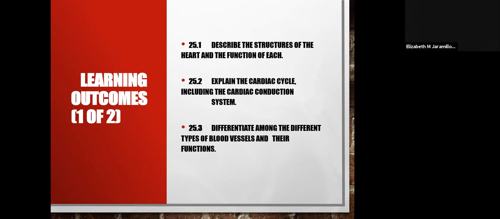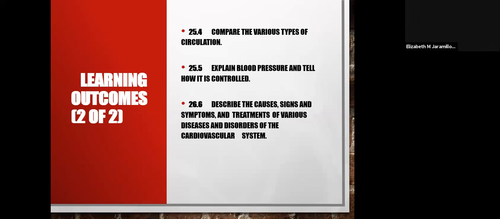Your third objective is going to be to differentiate among the different types of blood vessels and their functions. Few more objectives or learning outcomes here. Things you're going to want to listen and pay attention to are going to be compare the various types of circulation, also explaining blood pressure and tell how it's controlled. You should also be able to describe the causes, signs, and symptoms and treatments of various diseases and disorders of the cardiovascular system.